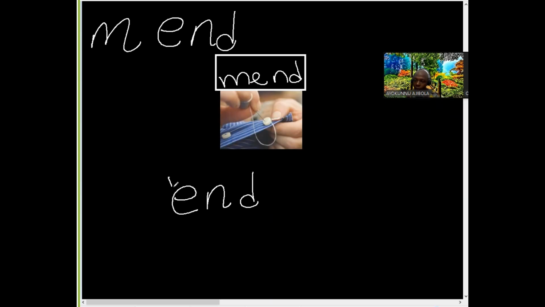Spell it one more time. Not B. E. E. N. D. Spell it again. What letter is this? E. L. What's this? D. Yeah. End. Again. End. Okay. We're going to join another one.